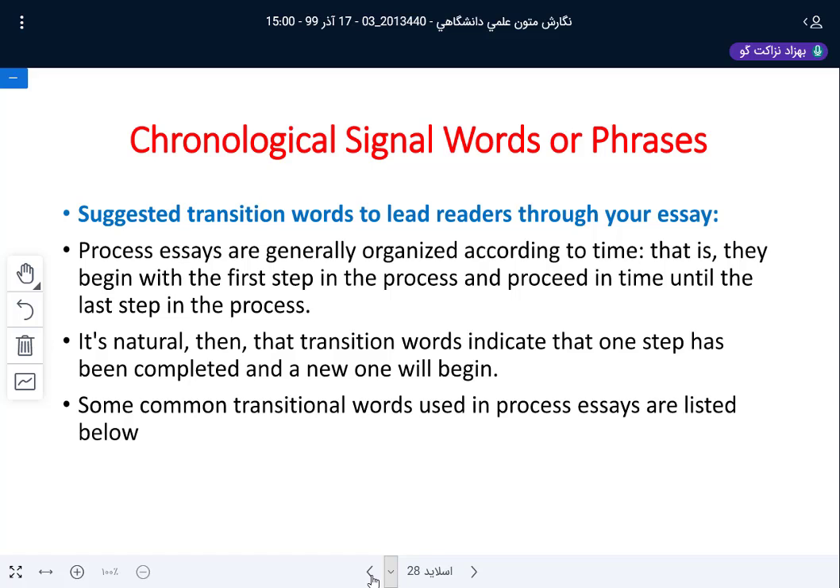Mahdi Rezai, will you please help me to read this part? Mahdi? Okay.